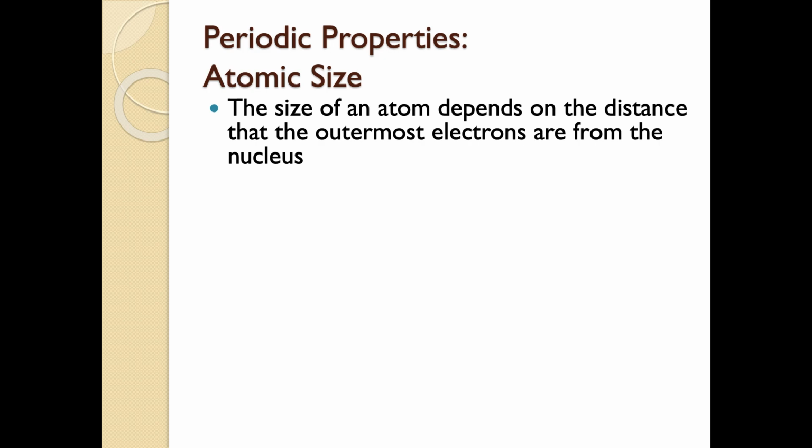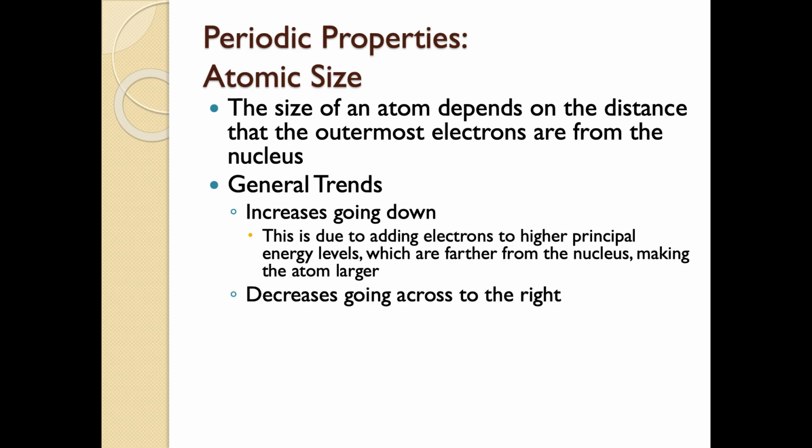So atomic size, we said here already that the size of an atom really is dependent on its outermost electrons, and that our general trend is that size increases going down, because basically we're just adding a layer of electrons each time we go down. And then it also is going to increase as we go to the left, or you can think of it as decreasing as we go across to the right. Either way, whichever way is easier.